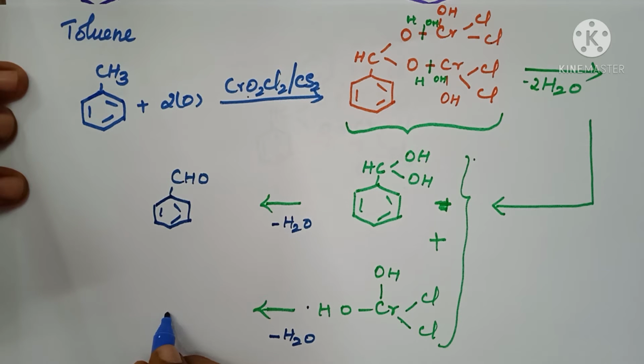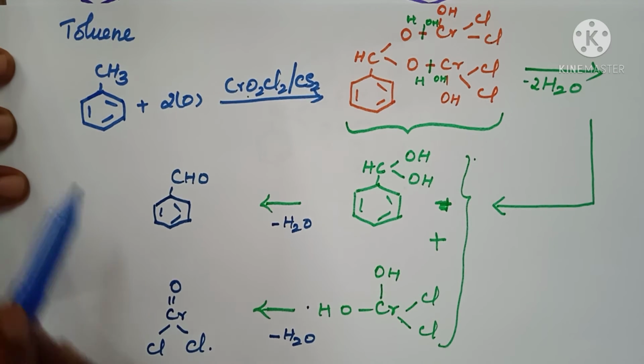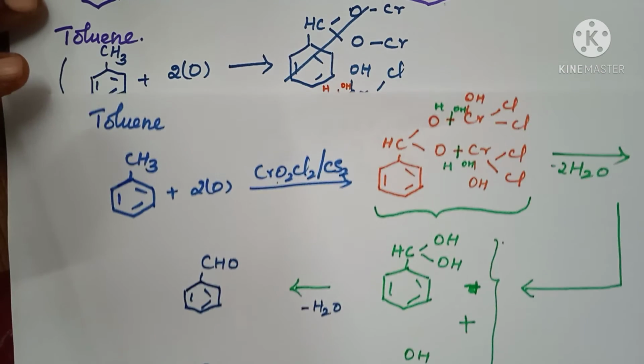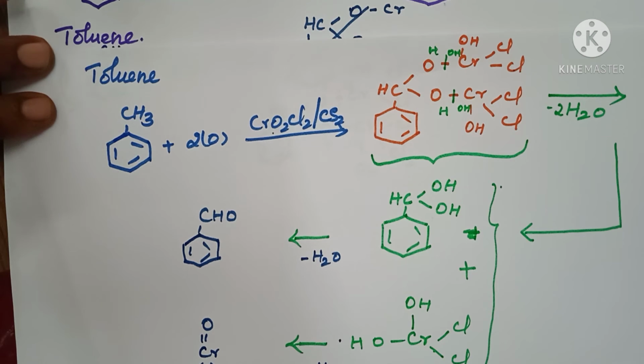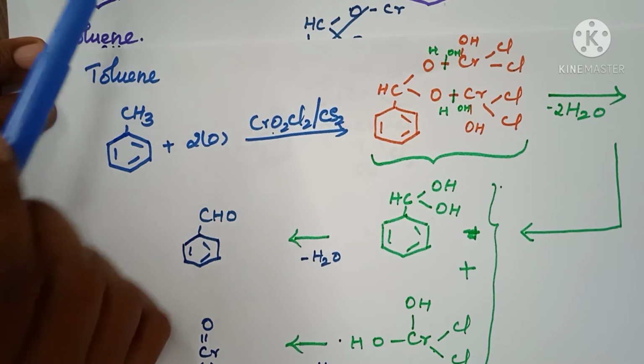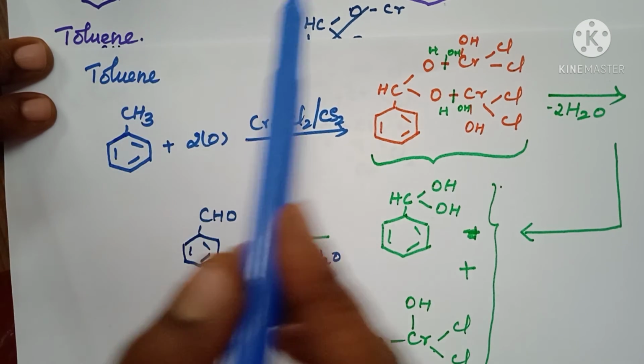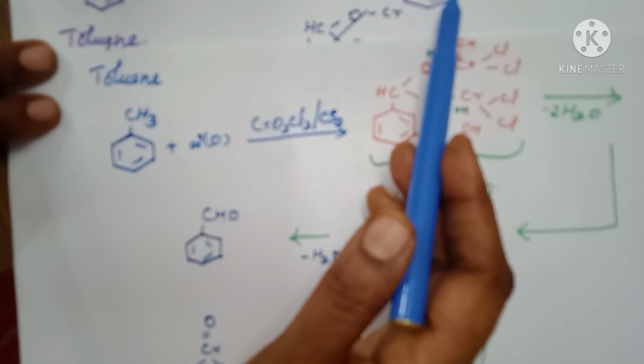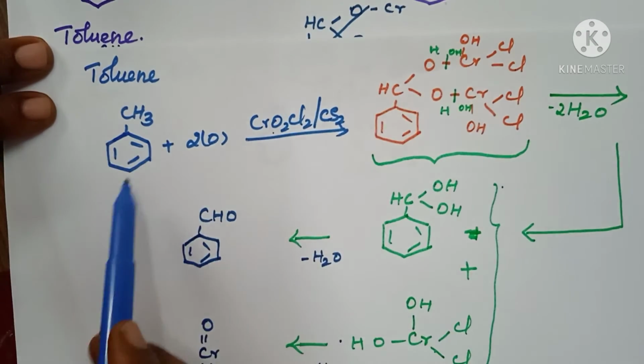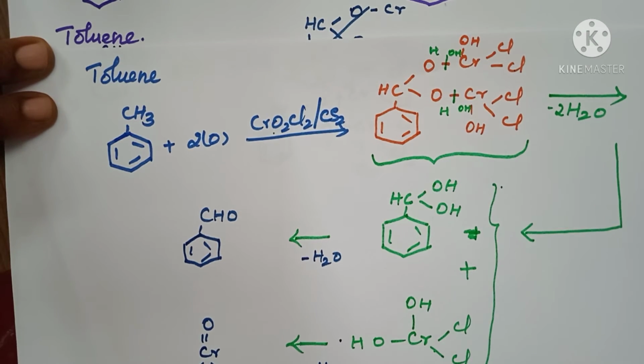Chromyl chloride, CrO2Cl2. Okay, hope you understood this toluene. Actually, I'll explain here. Toluene molecule oxidized with chromyl chloride, you are getting benzaldehyde. So the intermediate compound, this is the way it will split, and the final product is benzaldehyde.